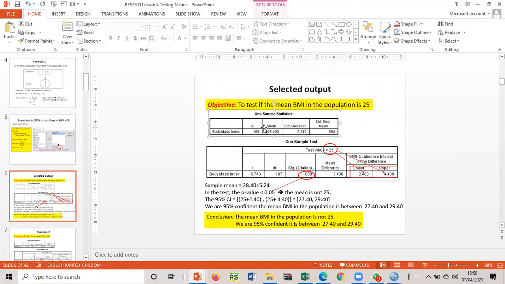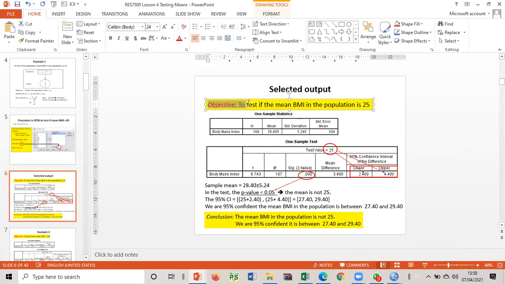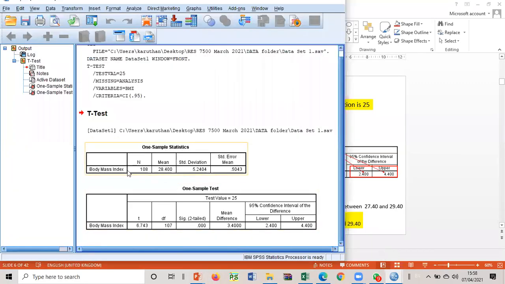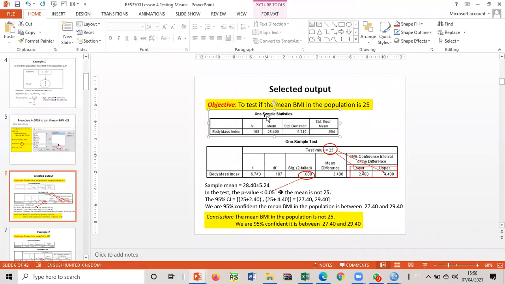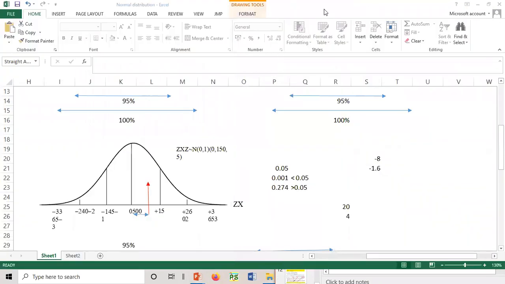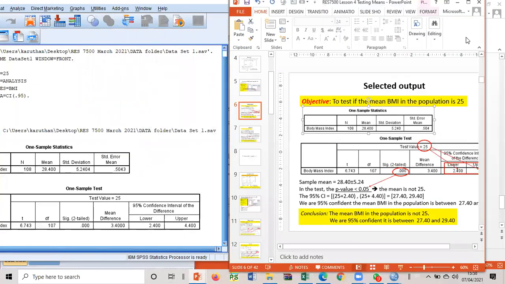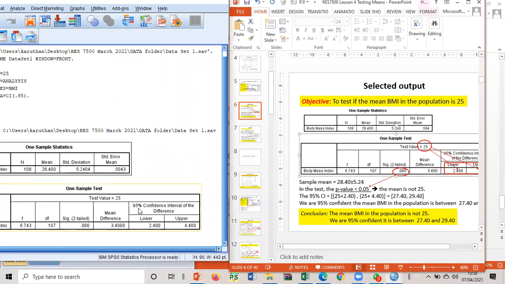Let me follow through from here. The objective is to test if the mean BMI is 25. This is what we got from the sample. In the sample, the mean is 28.4, and that is the standard deviation. So we take the first table. Now look at the second table.